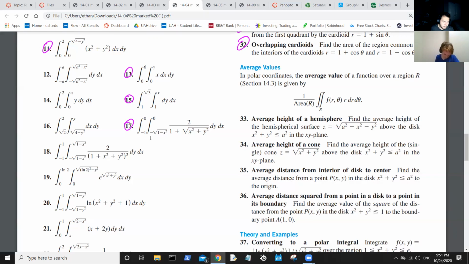So that means for this portion, does that just end up becoming 2 over 1 plus the square root of r squared? And it just becomes 2 over 1 plus r? So 2 over 1 plus r times r dr d theta. And then that r goes on top. So the function itself is going to become 2r over 1 plus r.